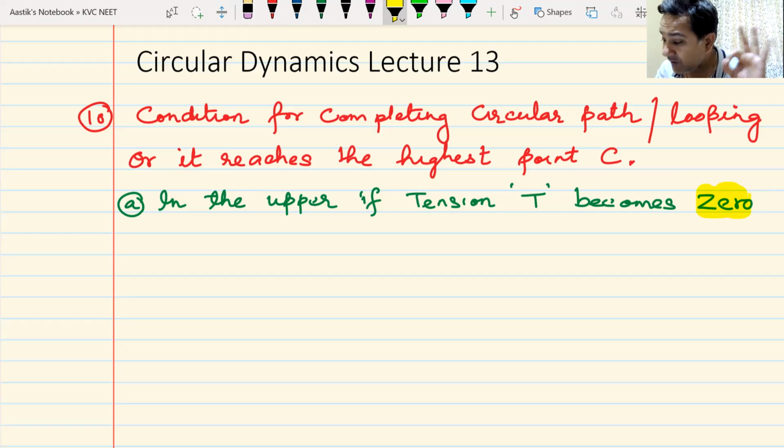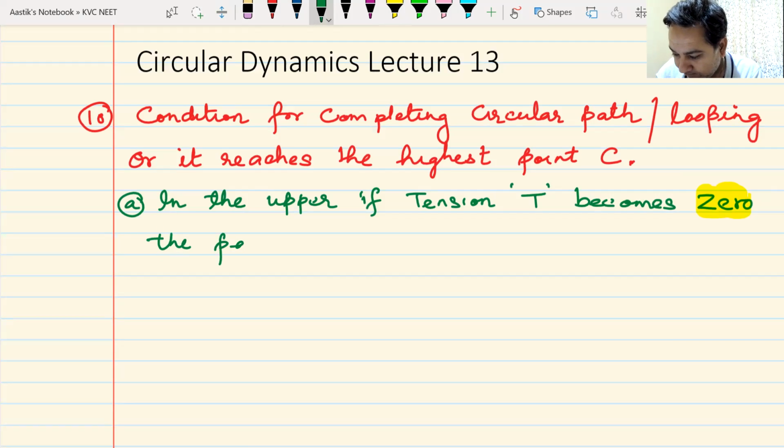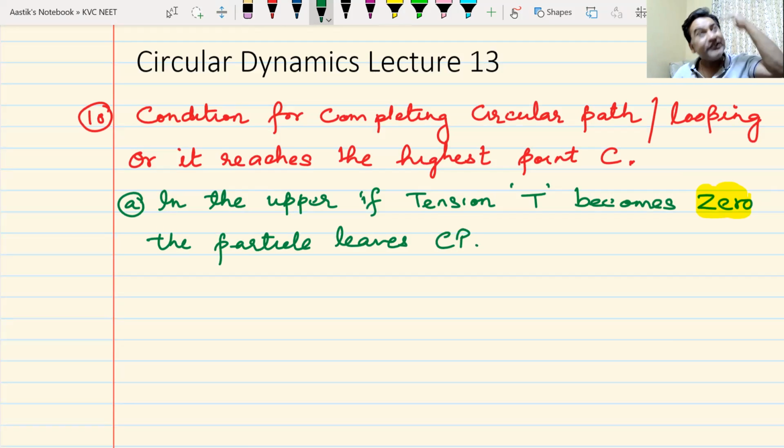In the upper half, if the tension becomes zero, the particle leaves the circular path, and hence it cannot reach the highest point. Number 10B.